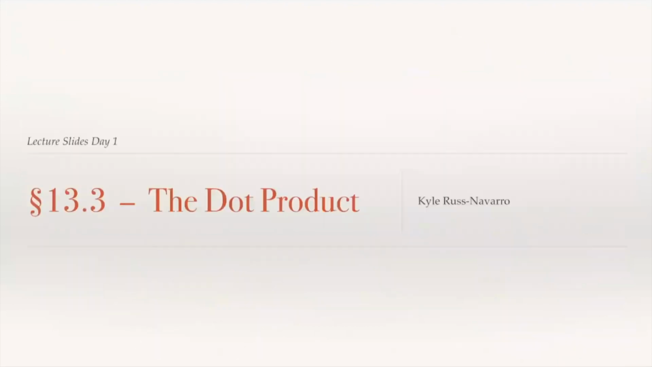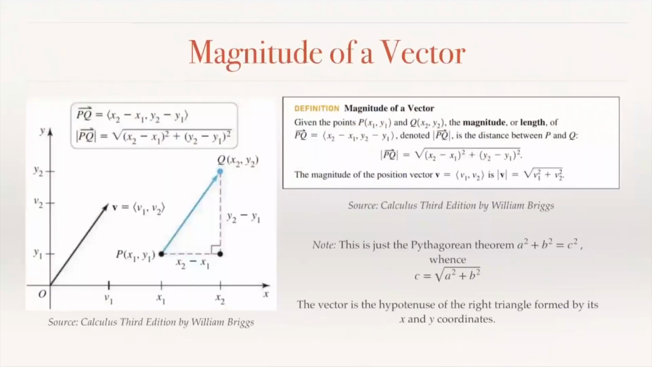So now let's begin talking about the dot product. So first, recall that the magnitude of a vector means its length, and we compute the length using the Pythagorean theorem. A squared plus b squared is c squared. So c is the square root of a squared plus b squared. Expressed with vectors, where v1 and v2 are the respective coordinates of the vector, that's the square root of v1 squared plus v2 squared.